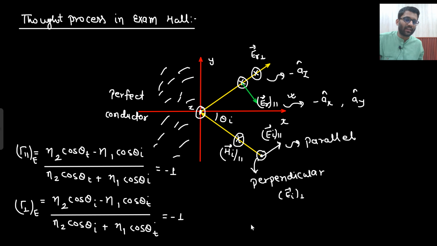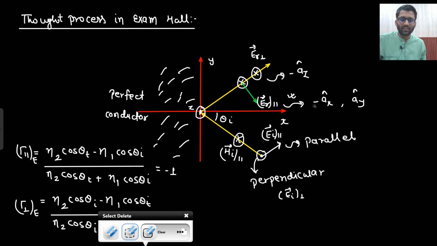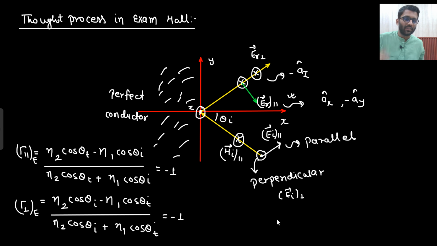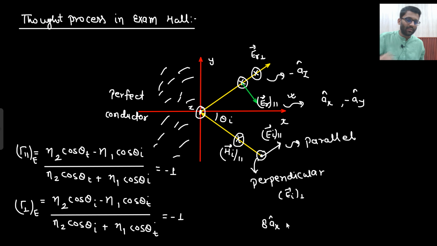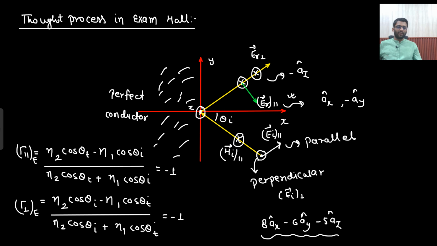So what you are understanding here, this is minus AZ, and plus AX, and minus AY. In the X direction you have 8 AX, the amplitudes 8, 6 and 5 will be the same, just the direction has changed now: minus 6 AY and minus 5 AZ. This is how I could have thought using the formula as well, without even applying the boundary condition. Did you understand this point or not? Without even applying the boundary condition, using the concept of parallel and perpendicular polarization, how you would have solved it? Is this clear to you or not?